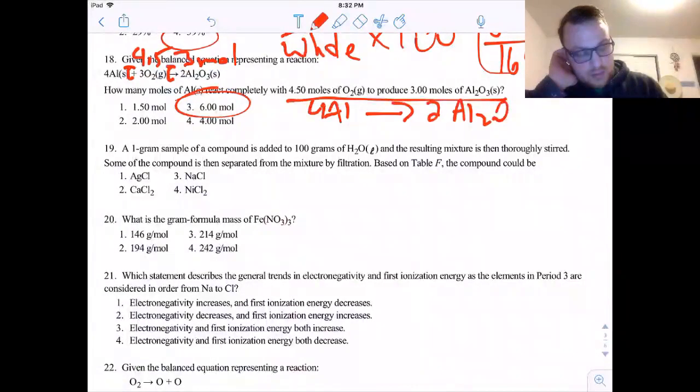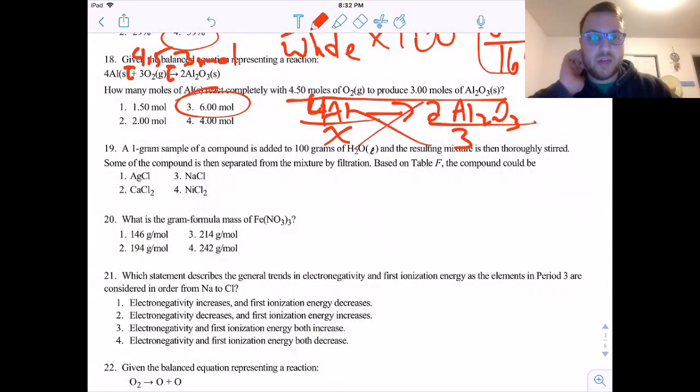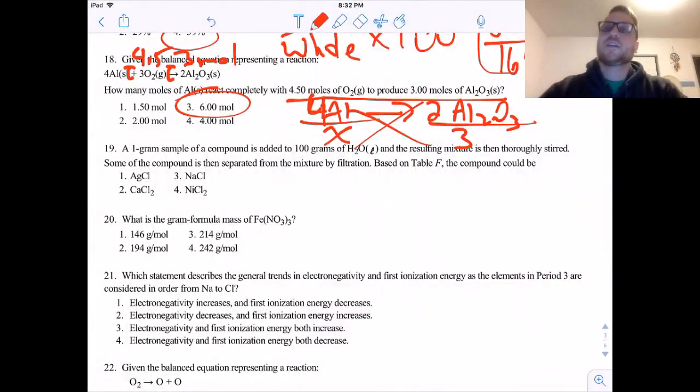All right, 19. Again, kind of long. Not that long, though. Don't be complaining and say, this is a really long word problem, Mr. G. This is not that long. Okay, you're mixing something in water. You thoroughly mix it, and then you can separate it using filtration. If you can separate it using filtration, aka filter it, you have a heterogeneous mixture.